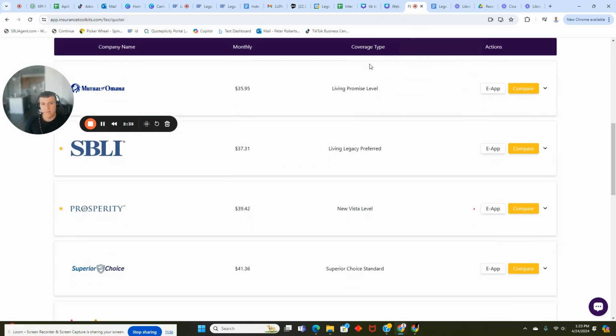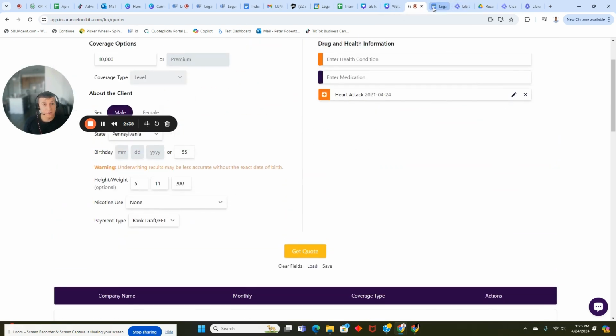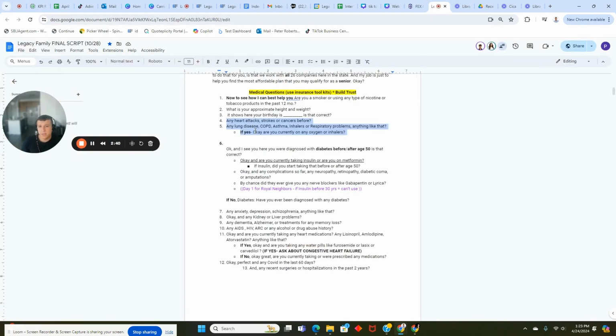Same thing if they tell you that they had a stroke, you're going to put that in there. Same thing if they told you earlier that they have COPD. Okay. So if they say yes to any of these questions, you want to dive deeper. You want to understand, okay, when was the heart attack? When was the stroke? What type of cancer did you have?